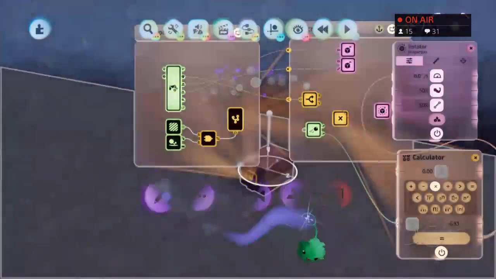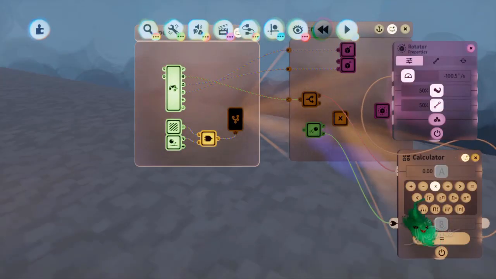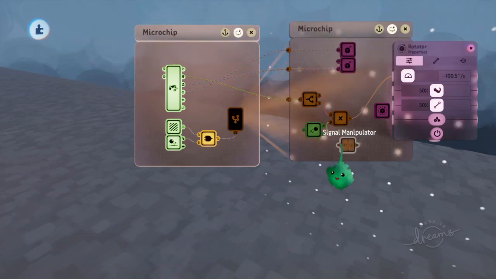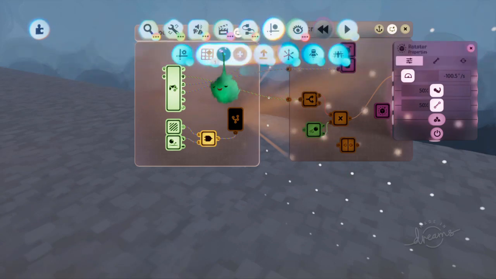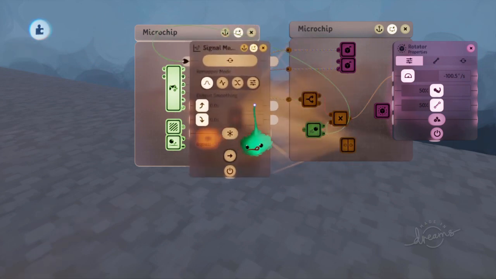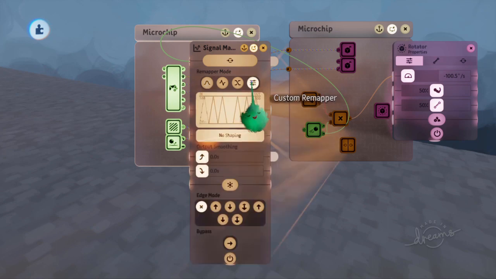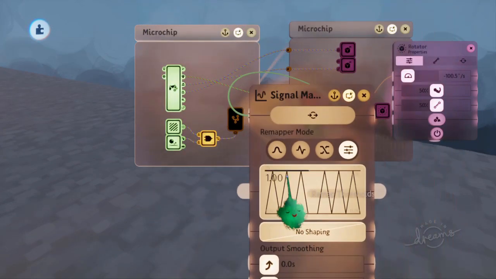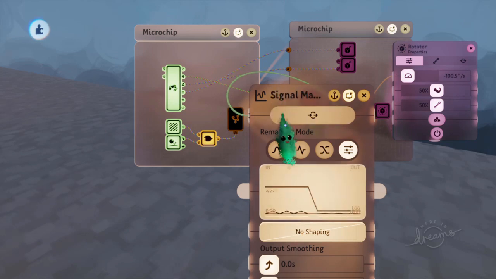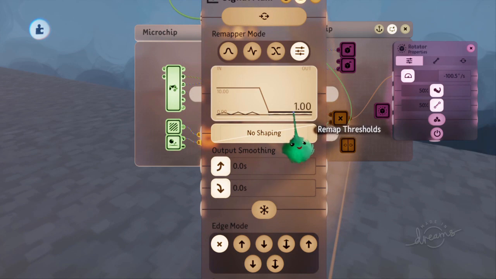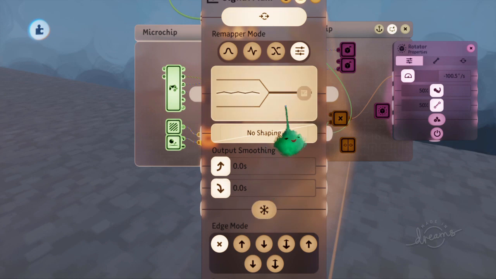It's a bit too, this speed is having too much of an effect. So what I'm going to do, like that, wire it in here. I'm going to use a signal manipulator in custom remapper mode, and say it will make a difference in like this range, for example, and then it'll output just between 0 and 1. Oh, it can actually go negative, so let's put it like that.